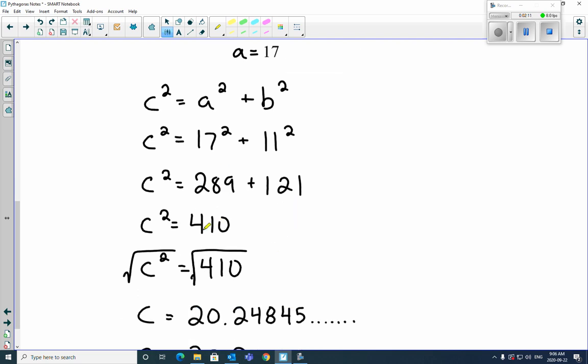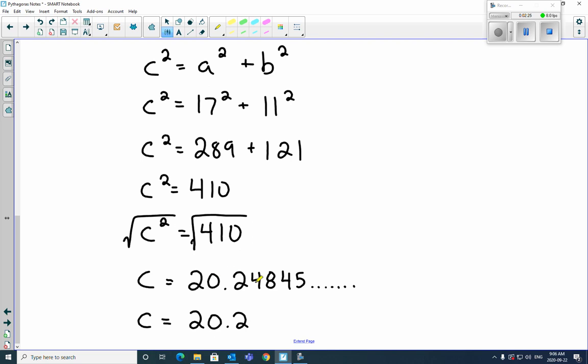Add them together. Now, you have to remember, the opposite of addition is subtraction, the opposite of multiplication is division. The opposite of squaring something is taking the square root of it. So we have to square root both sides. The square root of C squared right here is C, and the square root of 410 is a big long number here, and these dots just mean it goes on forever. We'll just go to one decimal place.